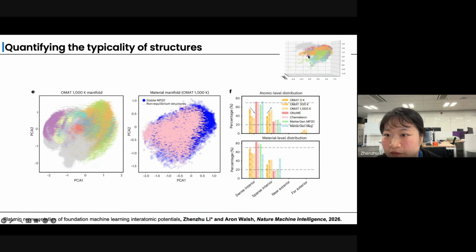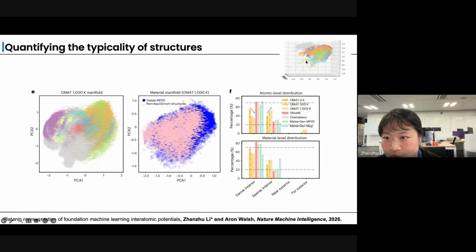And then we divide this space, or this manifold, into 4 regions. So there is the dense interior, they can be inside the manifold or outside of the manifold, right? If they are inside, they can be in the dense region or in the sparse region. And if they are outside of the manifold, they can be close to the manifold or very far away from the manifold. Based on the manifold theory, if they are very far from the manifold, it's kind of a hallucination of the structures.